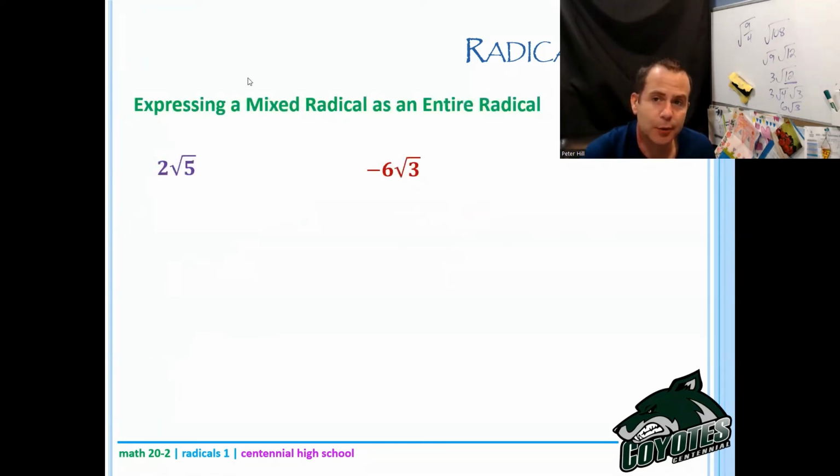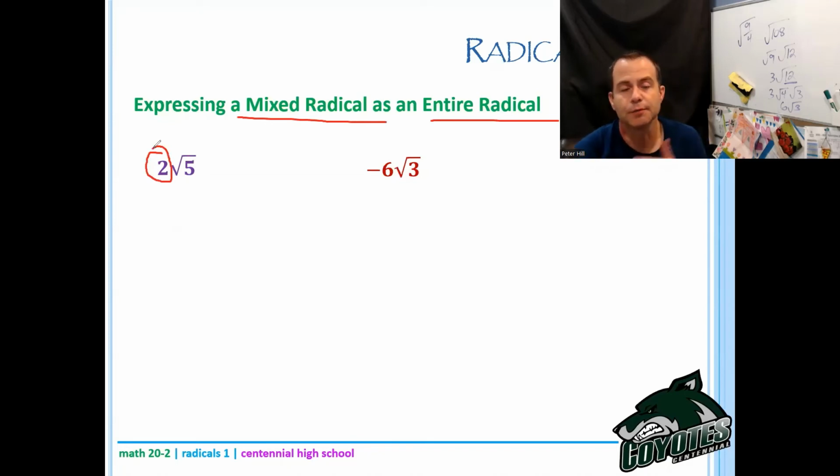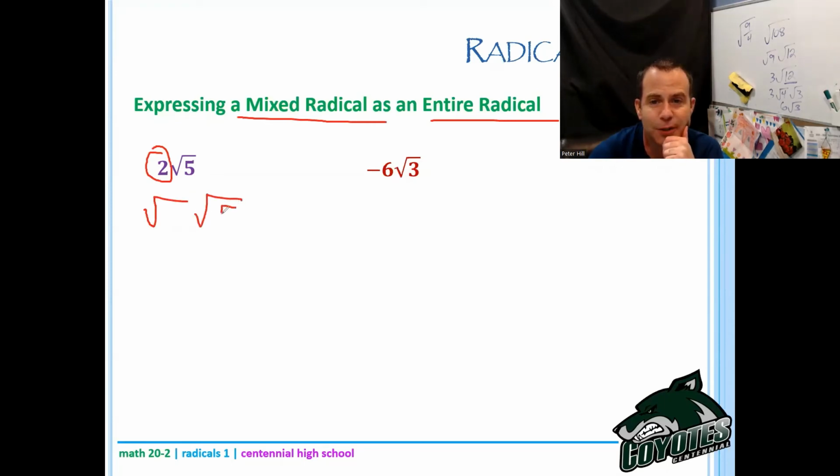Now we're going to go the other way. We're going to go from mixed to entire. To do that, this guy needs to get under a square root. So essentially I'm asking myself, okay, the root of what would give me still 2? Because I can't change the number, right? So I'm thinking to myself, okay, the root of 4 would give me 2.